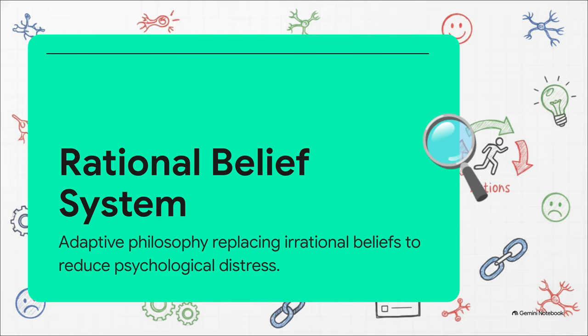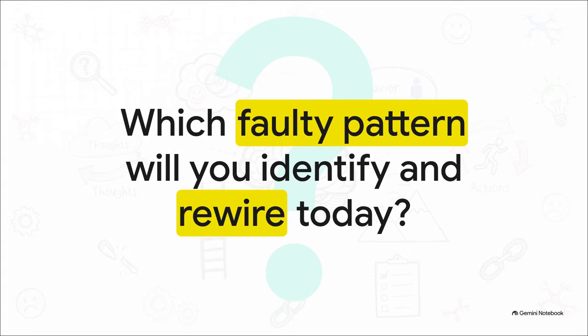They learn that while they absolutely cannot always control external events, they can control the beliefs that mediate those events, which directly reduces their own psychological distress. Which brings us to the end of today's explainer, leaving us with a pretty powerful thought to chew on. If your own mind is essentially an operating system running on a mix of learned behaviors and deep core schemas, which faulty pattern in your own life are you going to identify and actively rewire today?